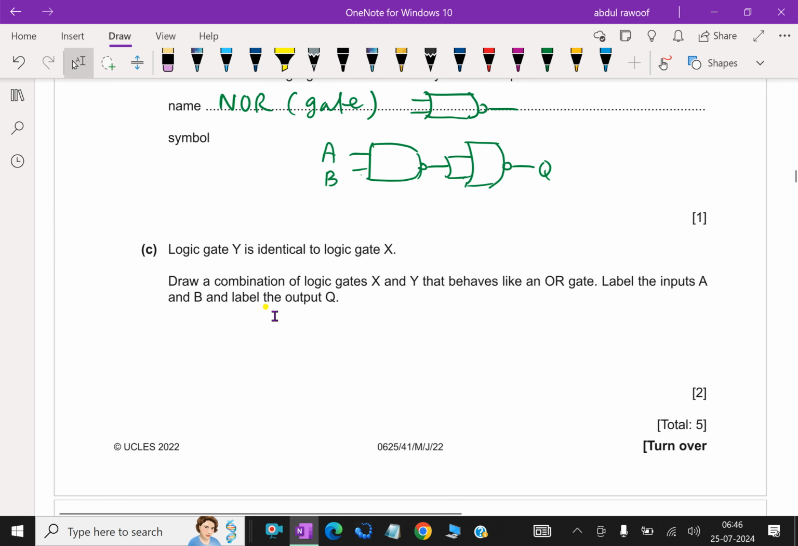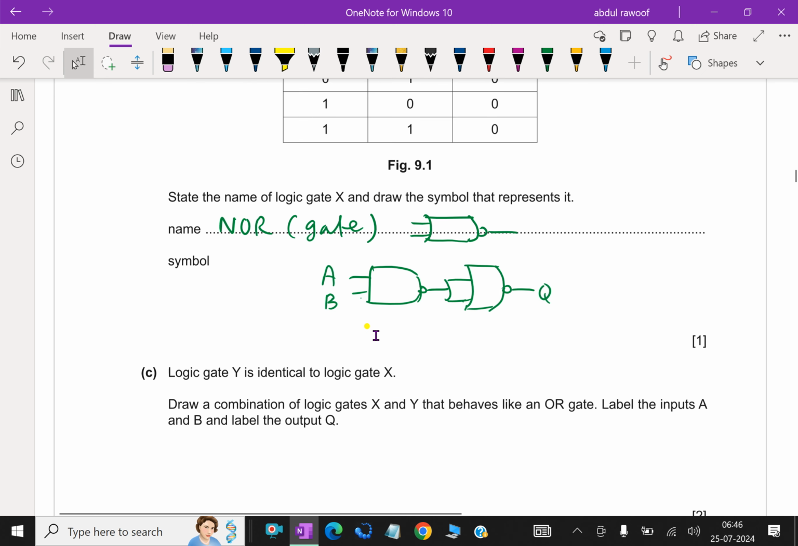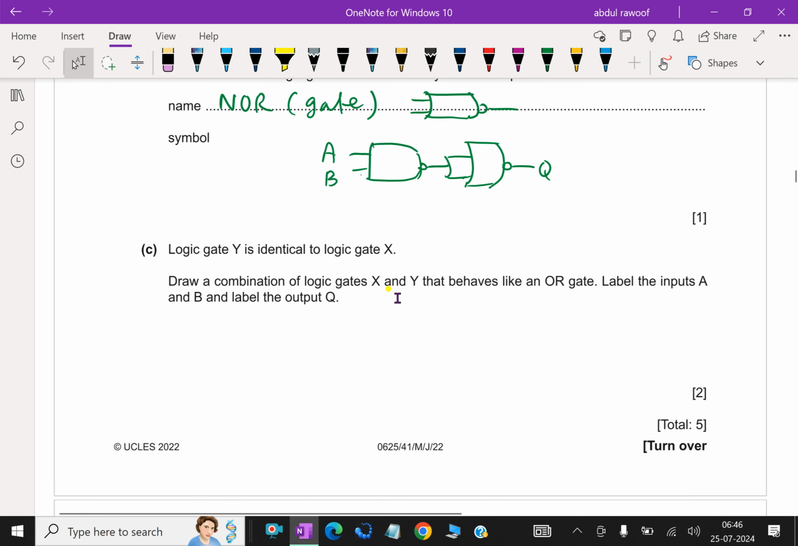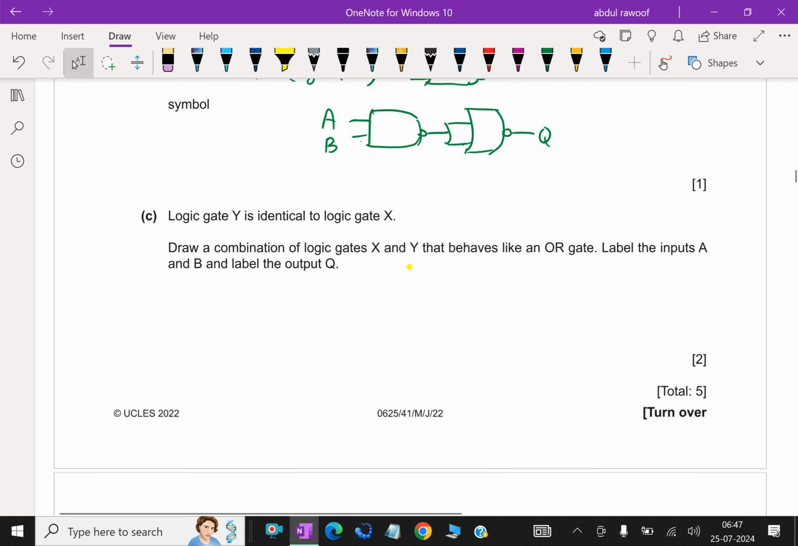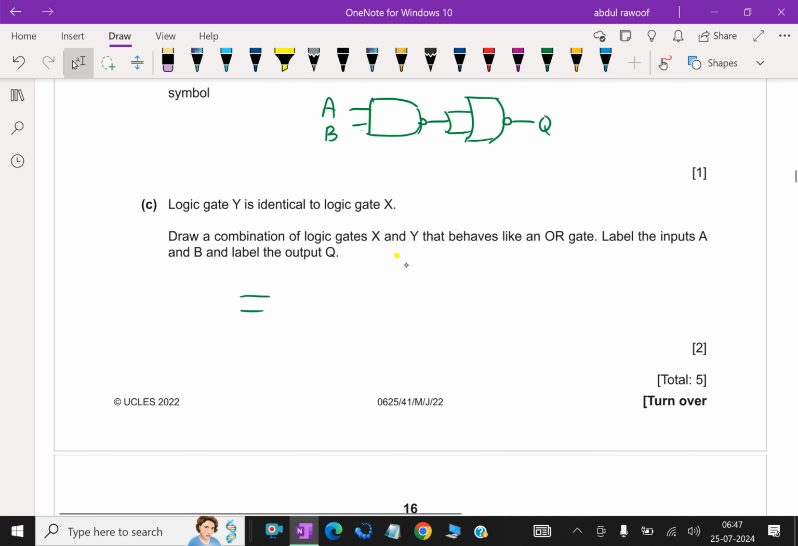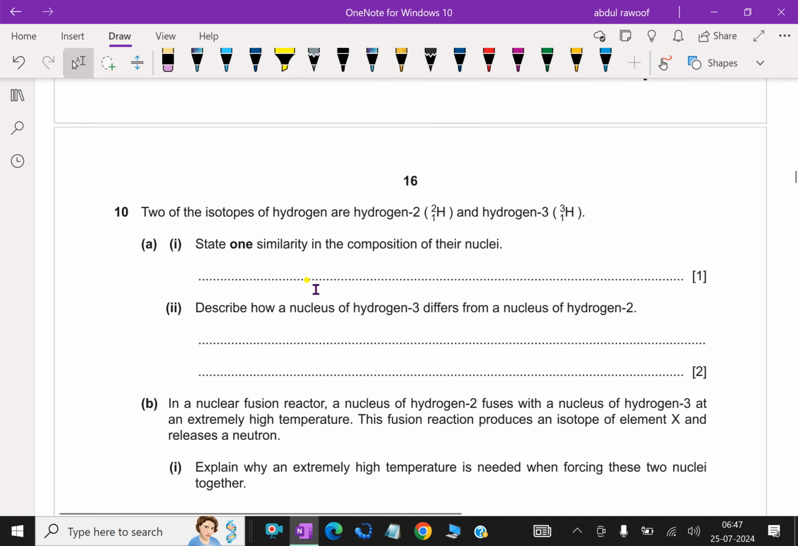Here logic gate Y is identical to logic gate X. Draw a combination of logic gates X and Y that behaves like an OR gate. Label the inputs A, B and Q. It's an OR gate: NOR gate symbols with two inputs joined. Next question.